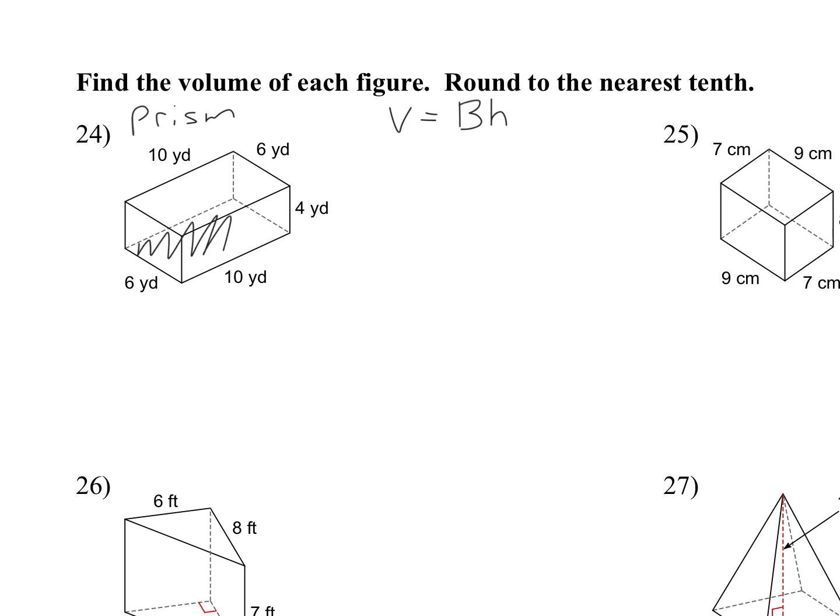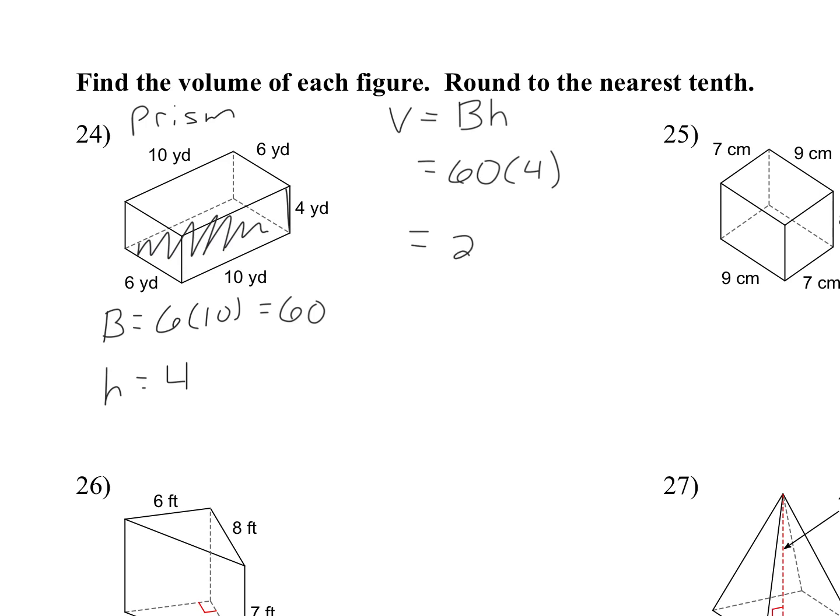You said the base shape was a rectangle. How do I find the area of that rectangle? What are the sides? 6 times 10 is 60. And then what is the height? 4, because it connects both of the bases together. Yep. So what do I do with those 2 values? Multiply. 60 times 4? 240. 240 yards cubed. Yep. It's volume this time, so it's going to be cubed.